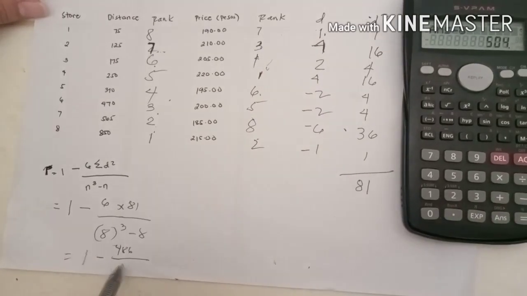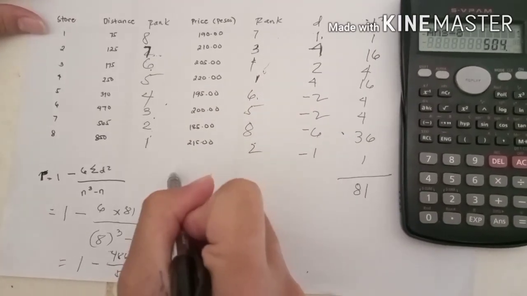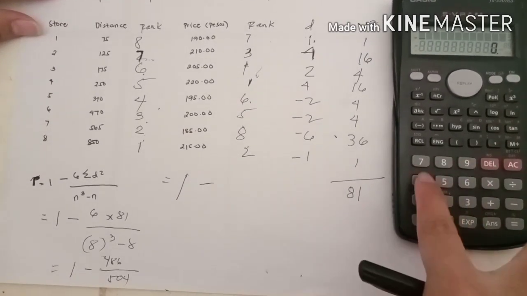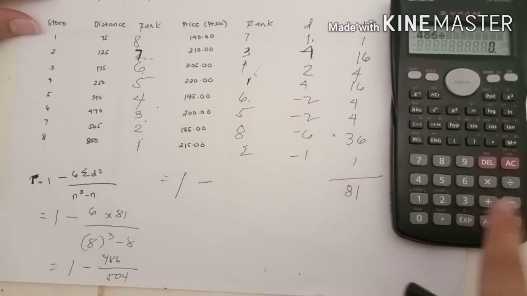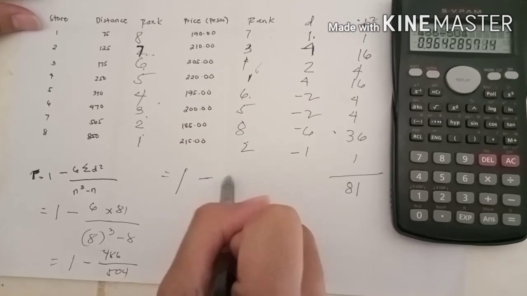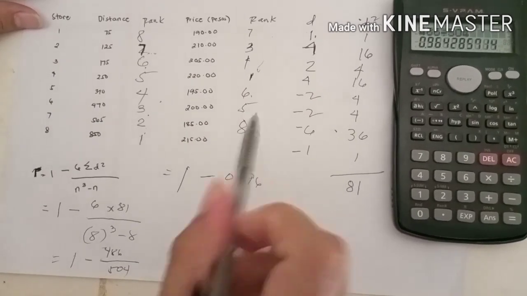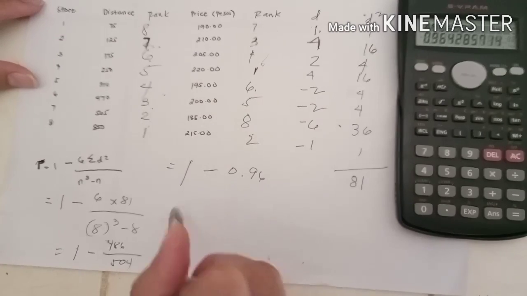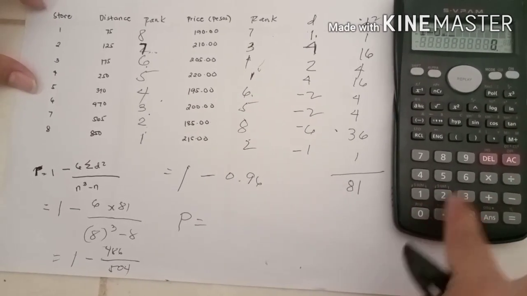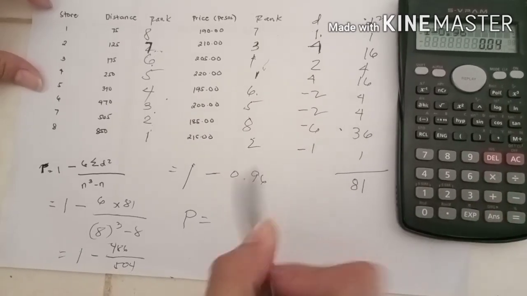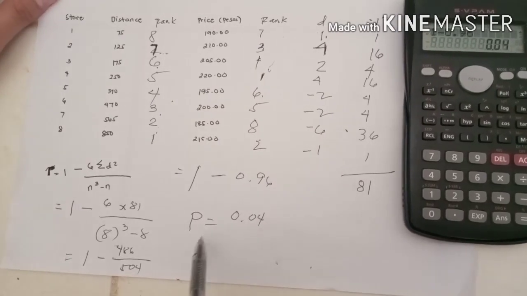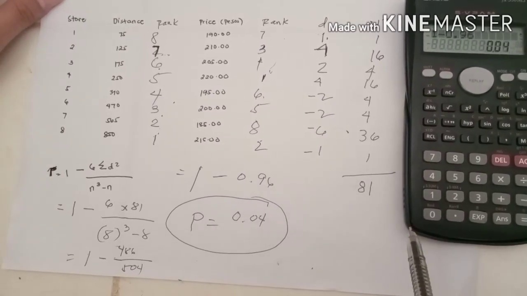Over 504. Next, we have to divide 486 by 504, which is 0.96. So rho is equal to 1 minus 0.96, which is 0.04. So the correlation is 0.04.